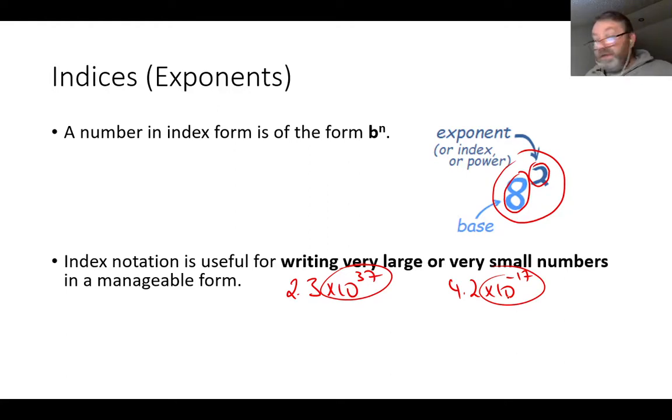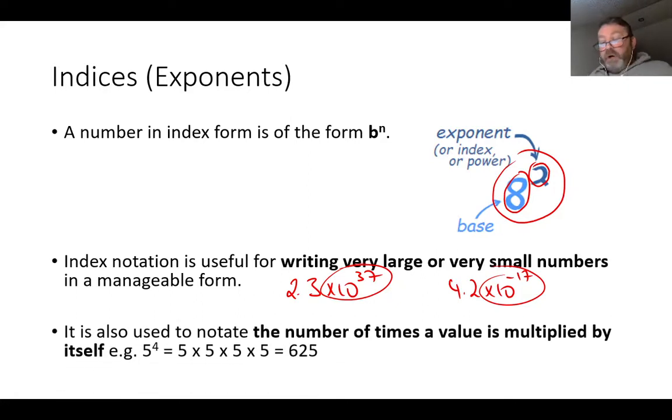The smaller the index, the smaller the number. It's as simple as that, okay? And keep that in your heads as we go forward. It's also used, as I said already, to notate the number of times a value is multiplied by itself. Now remember, base and index, base and power, base and whatever you want to call it, yeah? The power is a statement of how many times you multiply the base by itself.